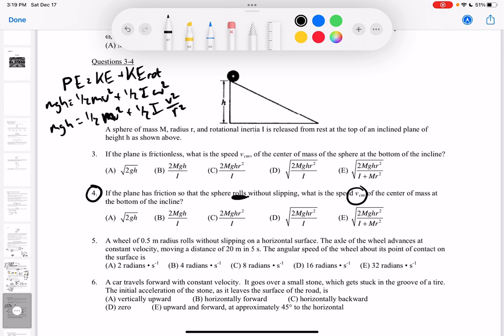So what I need to do now is actually factor out my v squared. So I have 1/2 m plus 1/2 I, or let me rewrite this a little bit. Okay, so it's going to be I divided by 2r squared. Okay, v squared equals mgh. Okay, and so then I'll have to divide by all of that stuff.